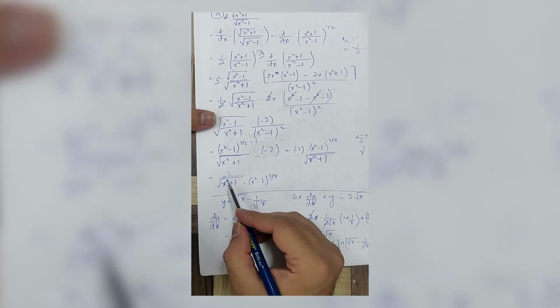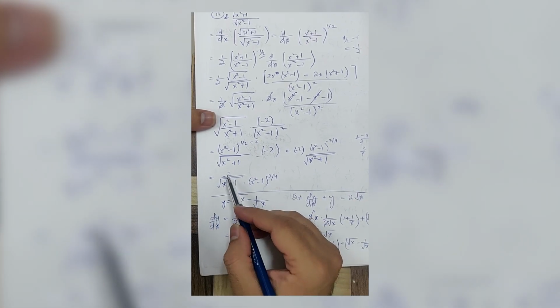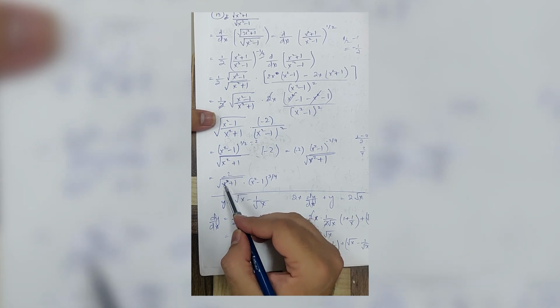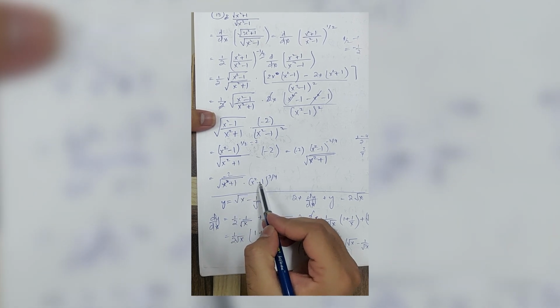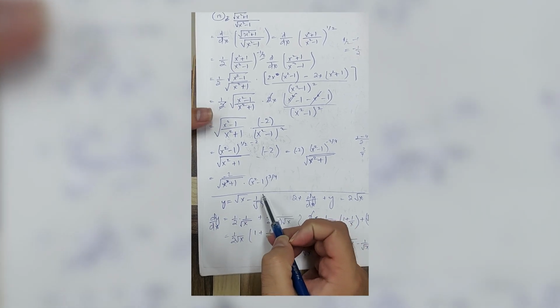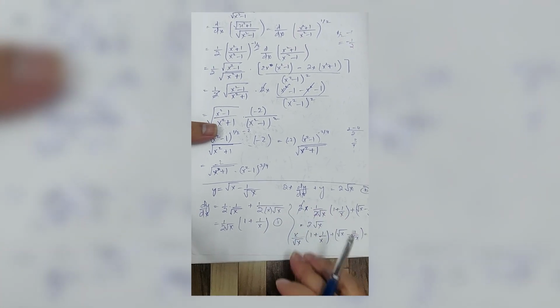So this final expression is minus 2 divided by x squared plus 1 multiplied by x squared minus 1 raised to the power 3 by 4. So that's the solution of this derivative.